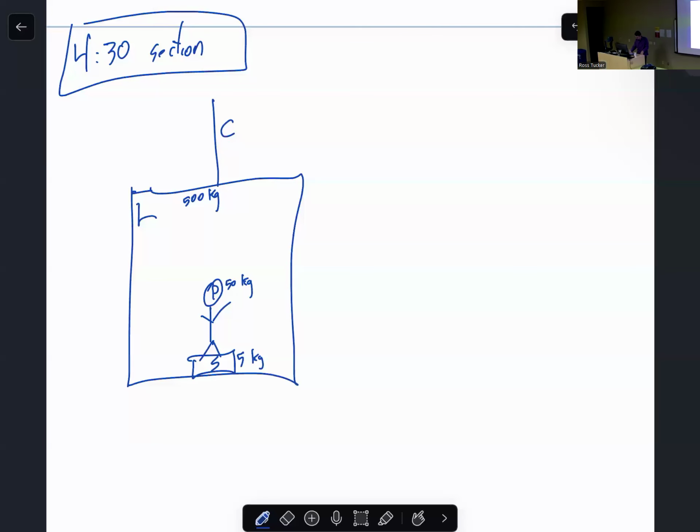Let's review some other things. Let's go down. V initial equals negative 12 meters per second. And I come to rest in 5 seconds.